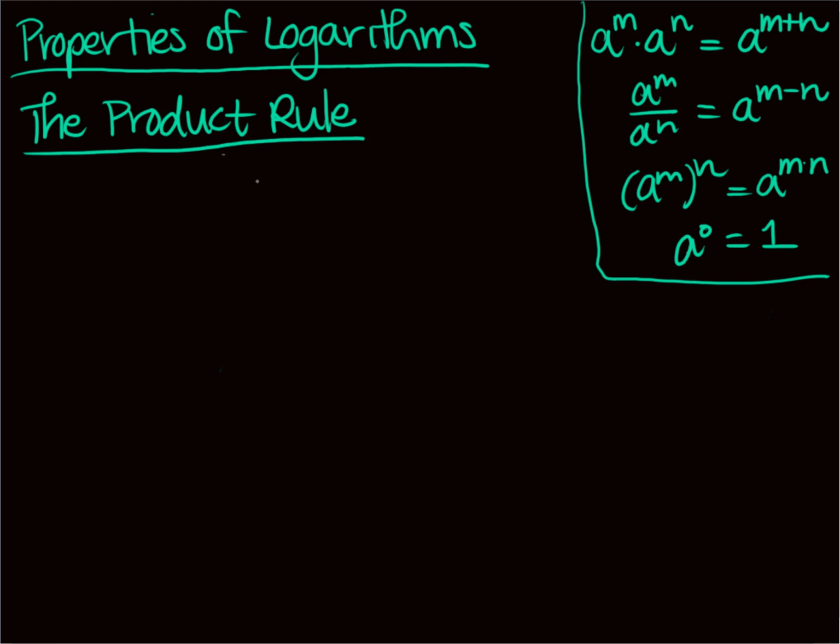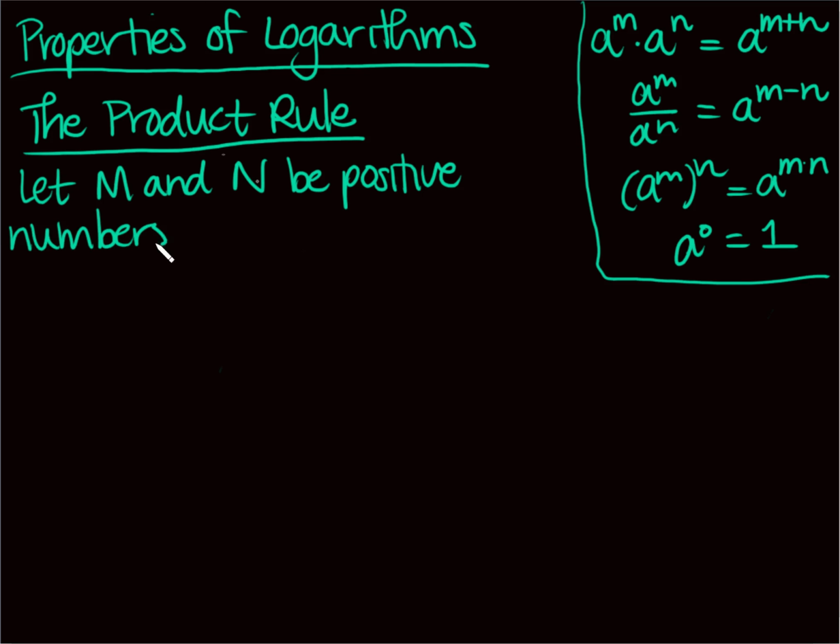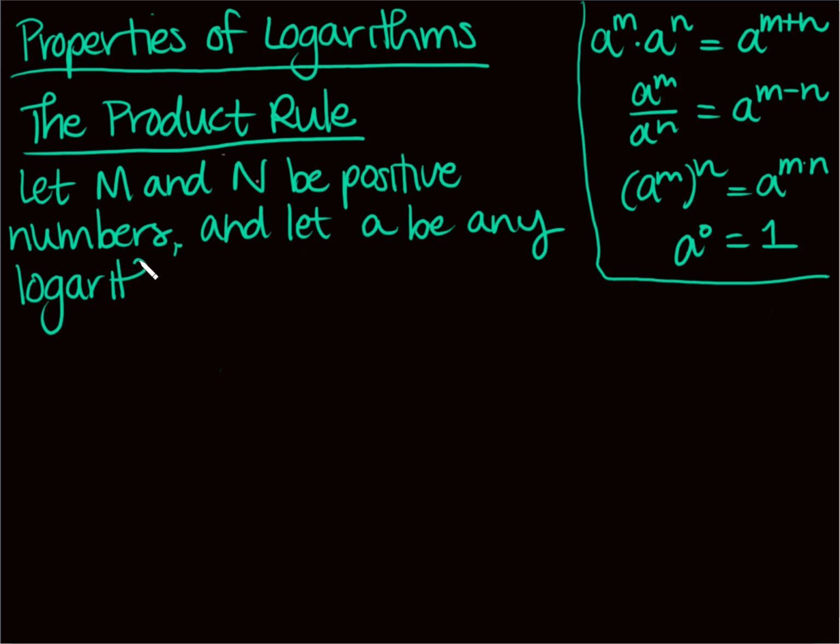So the first rule is the product rule. Let's consider two positive numbers. Let capital M and capital N be positive numbers. I guess I could say real numbers also in here, but for right now, let's just let them be positive numbers. And let a be any logarithmic base. So again, remember, what does a logarithmic base have to be? It has to be positive, right? And it can't be 0. Stay greater than 0, people. All right, so let a be any logarithmic base.